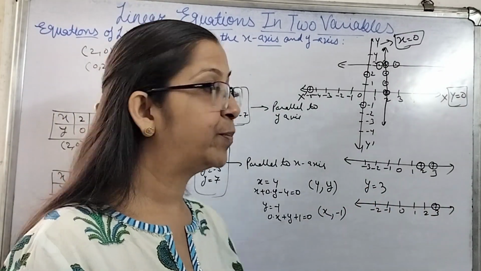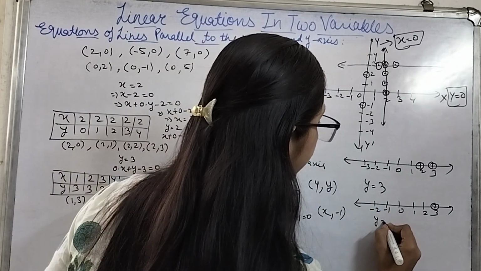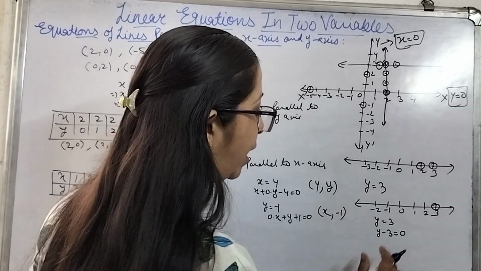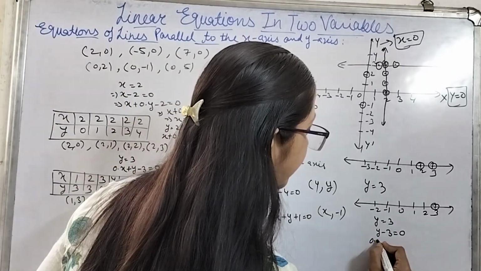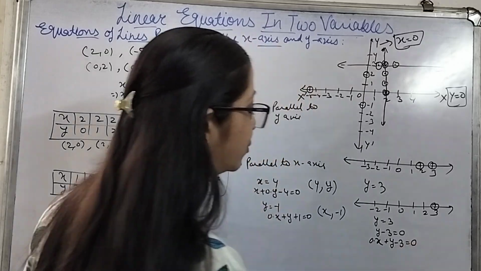Now, if it is a linear equation in two variables, y equal to 3 can be written as y minus 3 equal to 0, and it could even be written as 0 multiplied by x plus y minus 3 equal to 0.